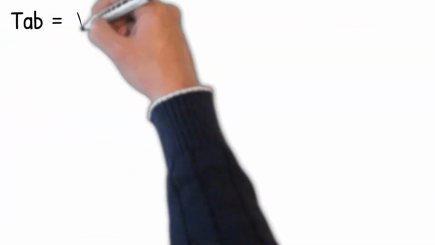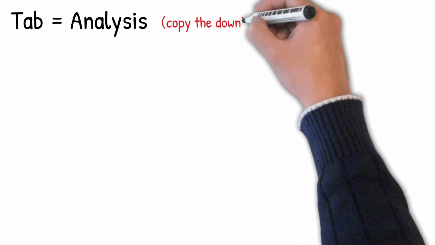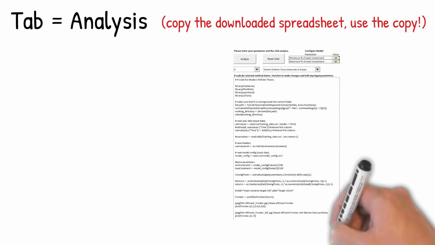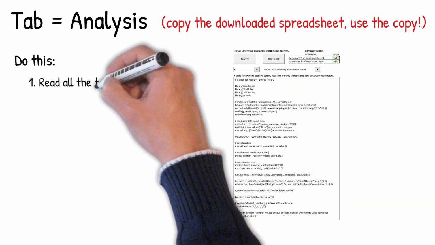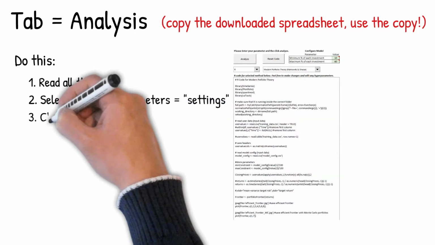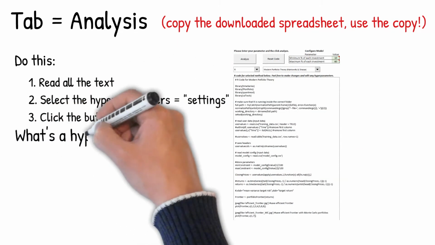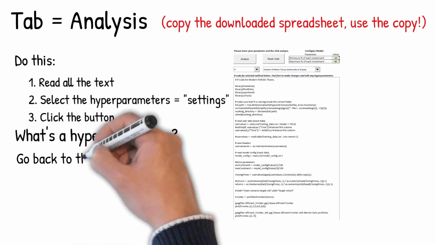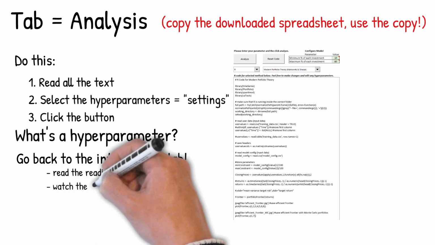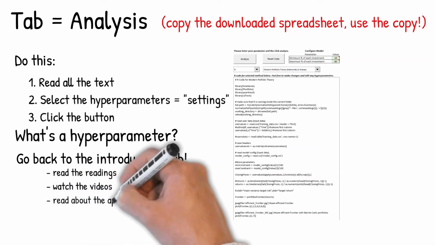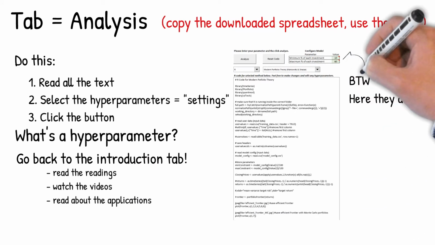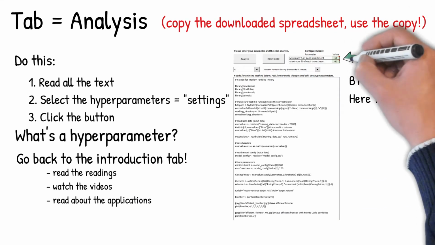The analysis tab of the spreadsheet varies substantially from one algorithm to the next, but there are a few common features. The first one is always read all of the text at the top. You'll often hear the word hyperparameters in machine learning. I like to think of those as settings on a model. At the top of the spreadsheet, often there'll be some suggestions on hyperparameter settings. Also, if it looks confusing to you at this stage, go back to the introduction tab, rewatch videos, and maybe read a few more readings. Why? Because everything on this tab will only make sense if you've done those readings first.